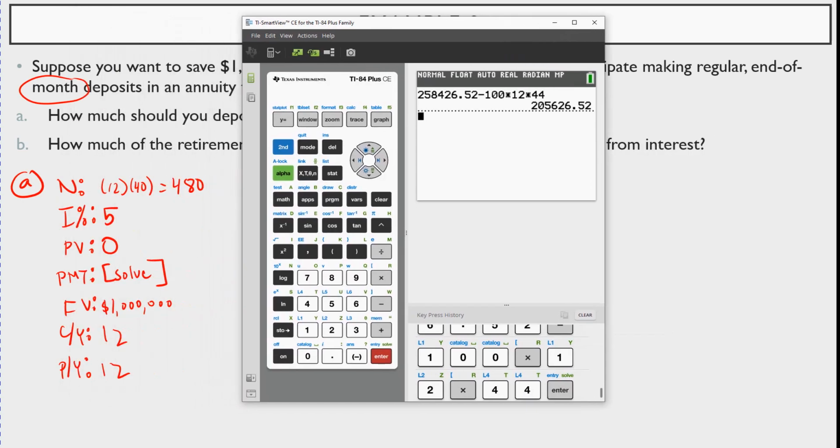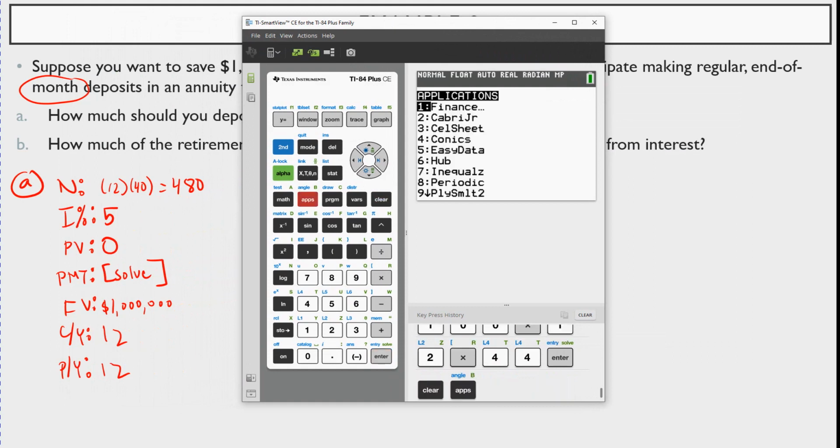Okay, let's see what happens. So apps, finance, TVM Solver. Excuse me. Sorry about that.